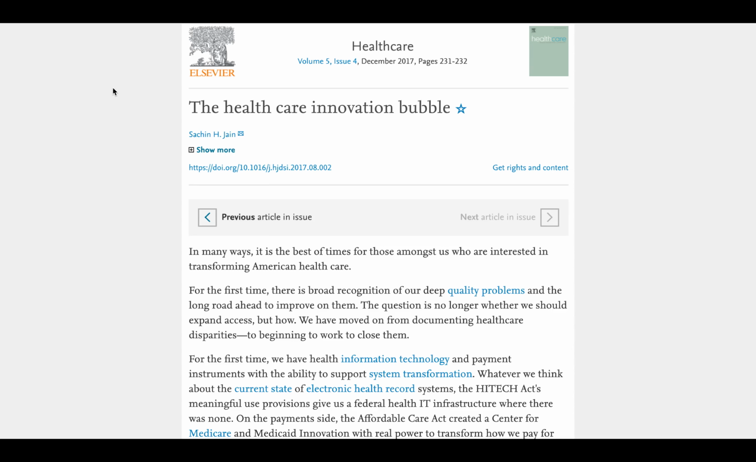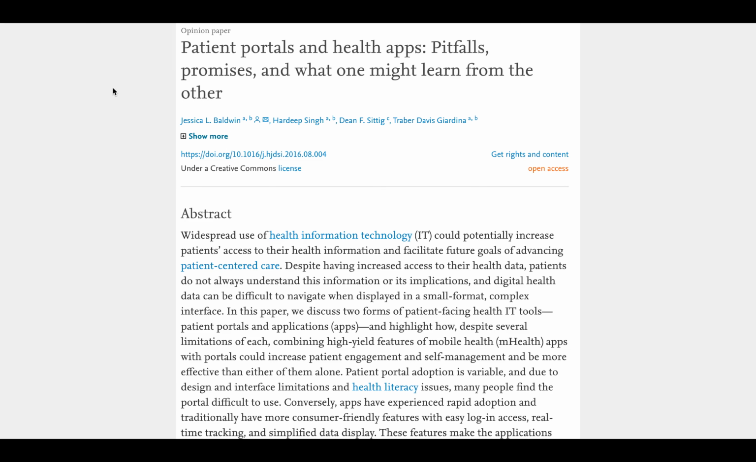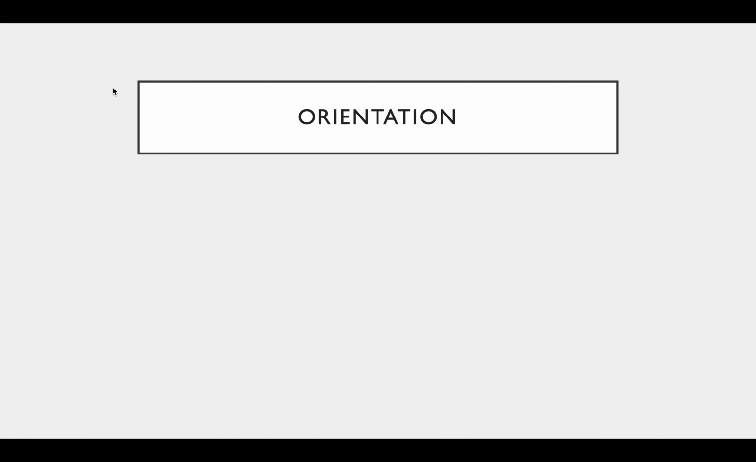Now, in the previous two movies, I took you through the analysis of two professional texts, the healthcare innovation text and the patient portals and health apps text. So I'm hoping that by now you have a clear view of what an orientation is. An orientation is anything that says something about time or place, like yesterday, tomorrow, in France, in American healthcare, whatever.